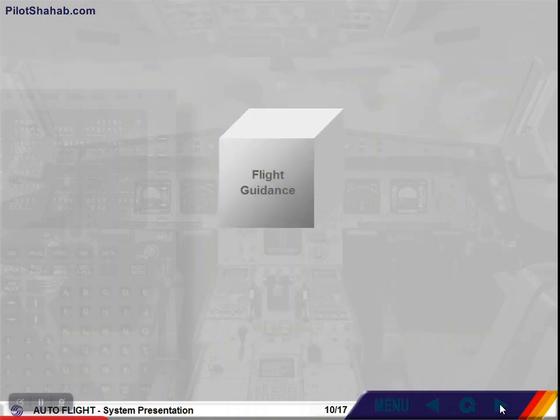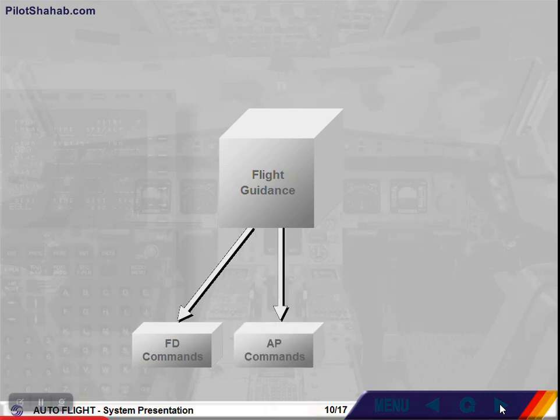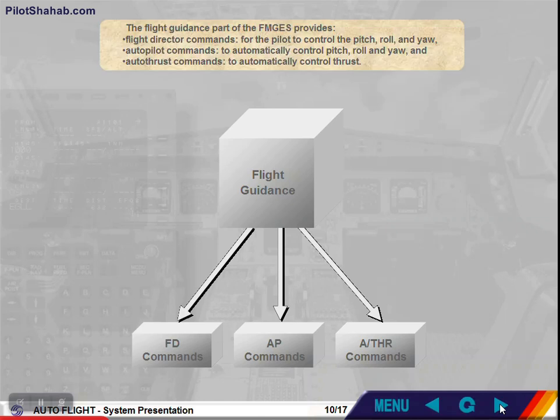The flight guidance part of the FMGES provides flight director commands for the pilot to control the pitch, roll and yaw, autopilot commands to automatically control pitch, roll and yaw, and autothrust commands to automatically control thrust.